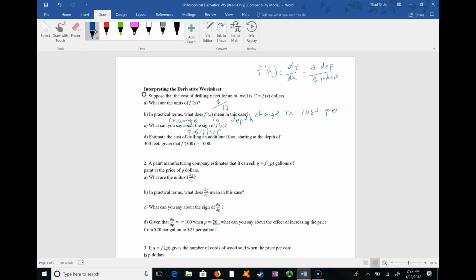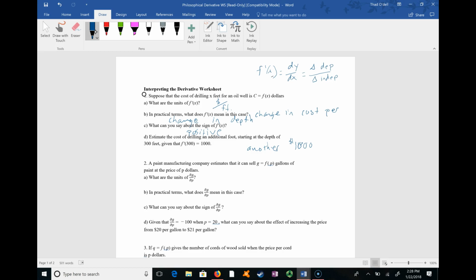Estimate the cost of drilling an additional foot starting at the depth of 300 feet, given that f prime of 300 equals 1,000. That means that if I was to drill another foot, it'll cost me another $1,000 on top of whatever else I've already been charged up to that point, right? So to go to 301 feet, it's going to cost me another $1,000. In that case, if I was standing out there by the well, I might say, no, don't drill anymore. I've had enough.